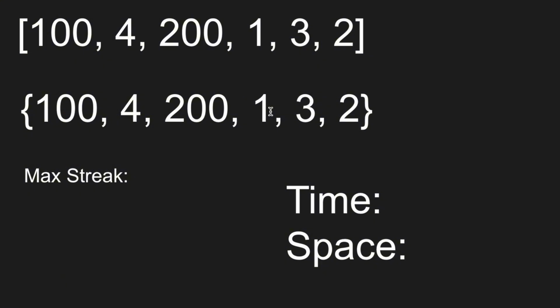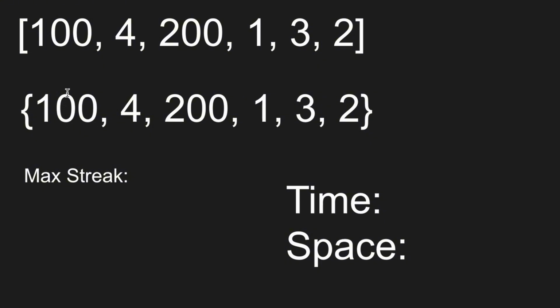And how do we verify that? Each time we get to a number, we subtract 1 from it, and if that number is not in the set, then we know that it's the start of a streak, and then we can check through that number. Otherwise, we can just skip it. So let's go through this example.